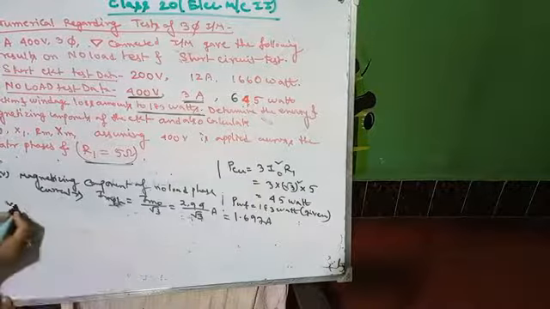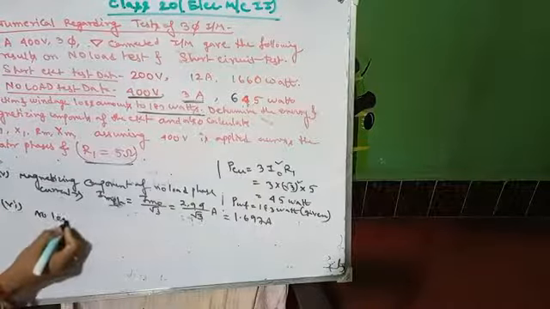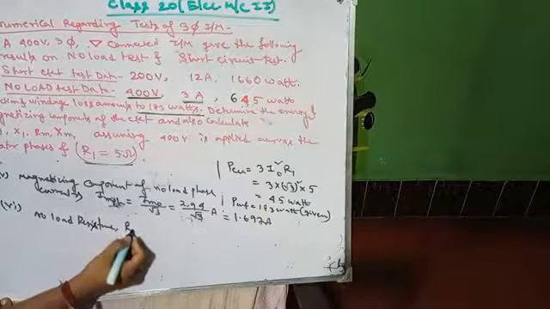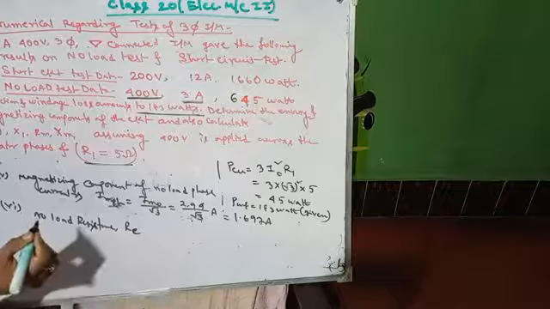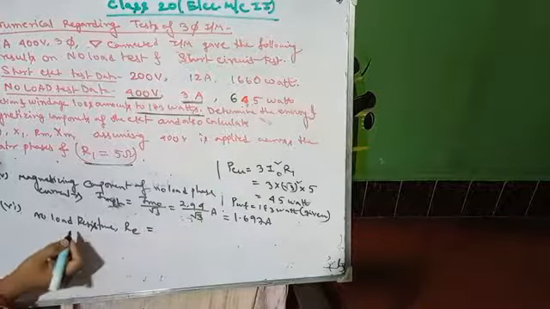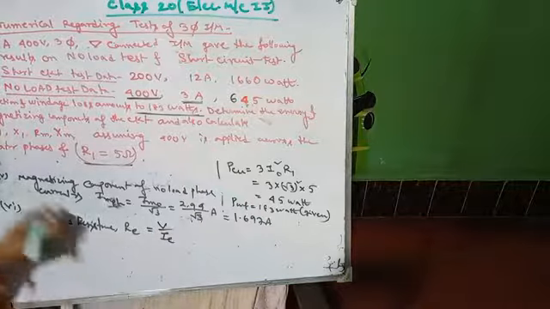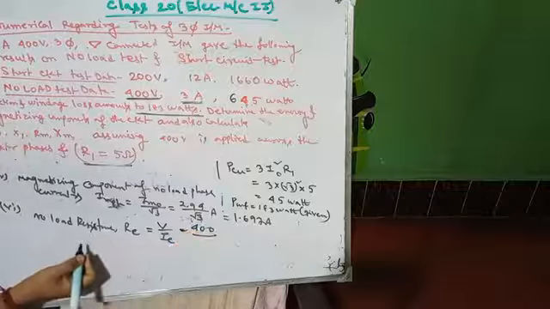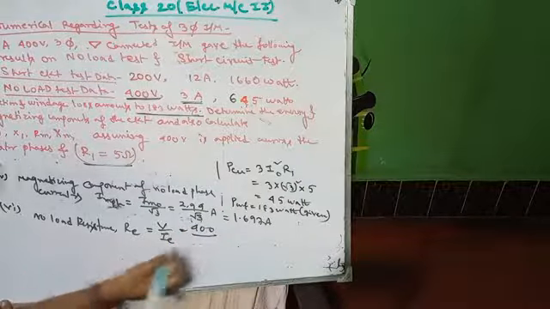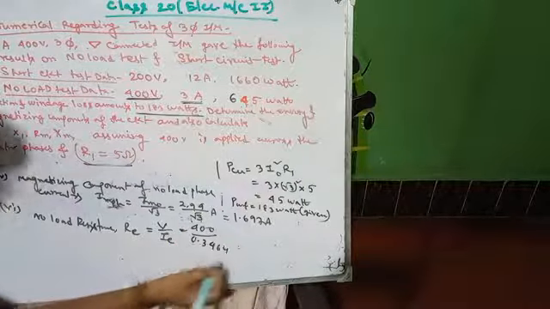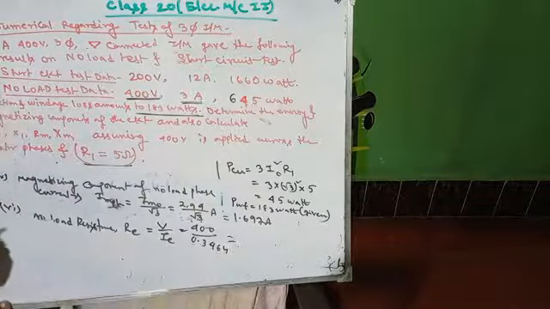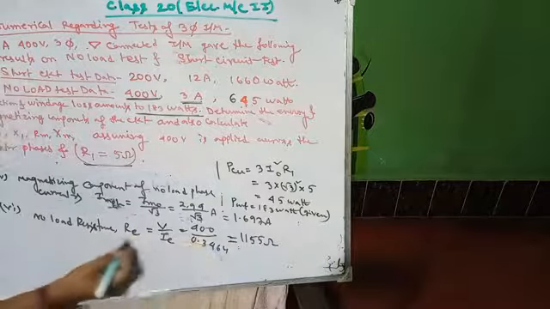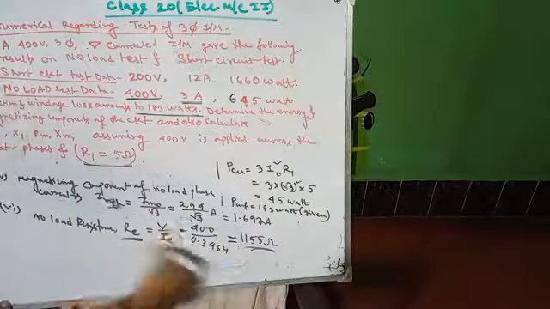Now I will move into sixth part, no load resistance. No load resistance means what? R_E. You should calculate R_E equals V by I_E. Okay, V by I_E, that will be 400 by 0.3464, so your answer will be 1155 ohm. Okay, so the no load resistance R_E equals 1155. This is one of the parameters.